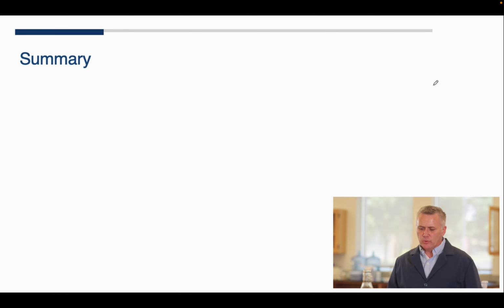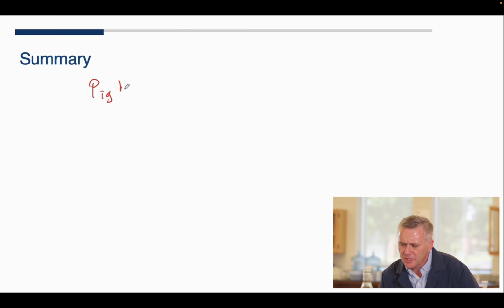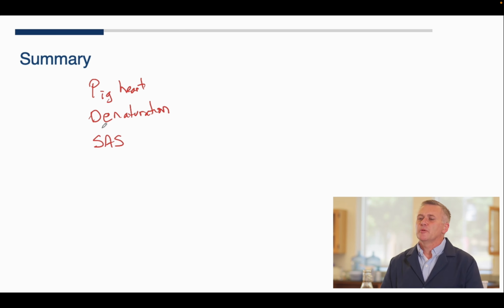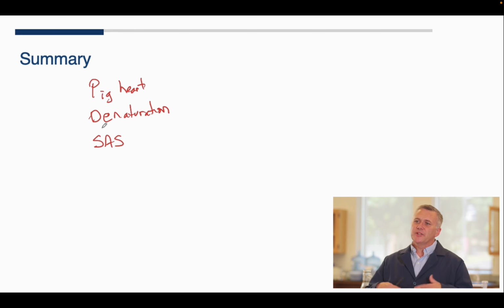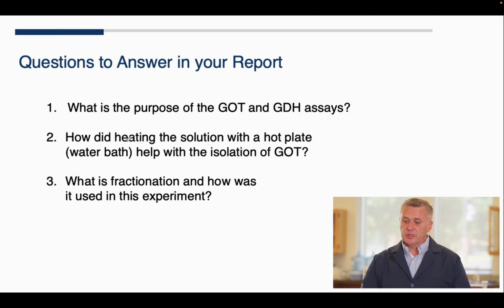All right, so in this particular experiment, what we've been able to do is observe the pig heart, the tissue, our natural source. We were able to use heat denaturation to isolate some proteins, and we stabilized GOT, and then we used the saturated ammonium sulfate salting out technique to be able to isolate GOT. So saturated ammonium sulfate is a salting out technique, and we're able to show how we get rid of most proteins and also ultimately recover GOT from it.